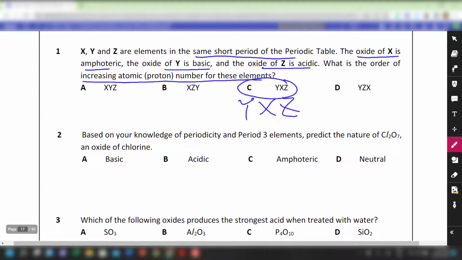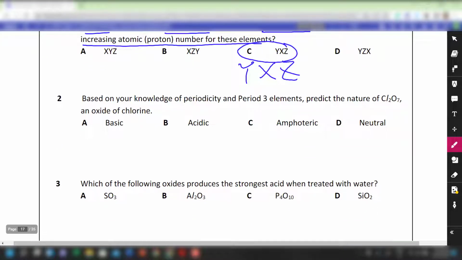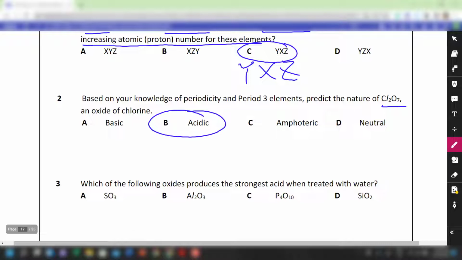Question 2. Based on your knowledge of periodicity and period 3 elements, predict the nature of Cl2O7. Chlorine 7 oxide is not in our syllabus, in fact none of the chlorine oxides is in our syllabus. But chlorine being a non-metal, I would expect it to be acidic. So acidic will be the choice here.